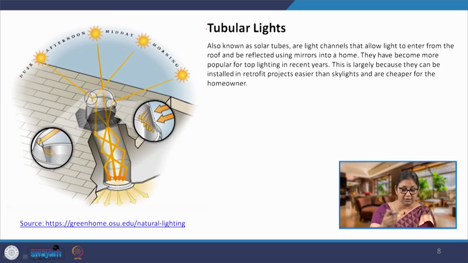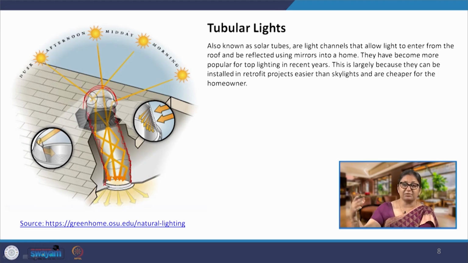For example, we have these tubular lights, okay, or what we know as light pipes. So, what it does is that it will have a dome, a spherical dome, which is made up of a transparent material, sometimes acrylic, sometimes glass, and it will receive sunlight throughout the day from all the sides. And inside we have a pipe. So, we will have a pipe which will have highly reflective surface inside.